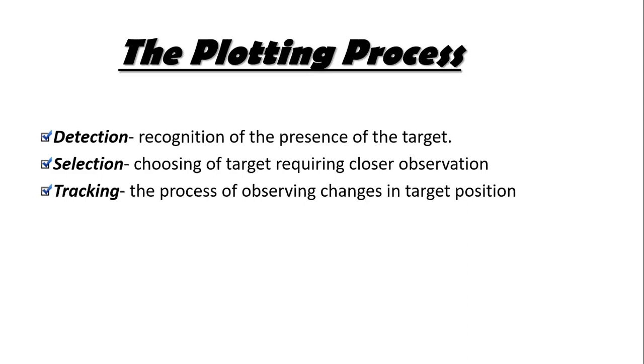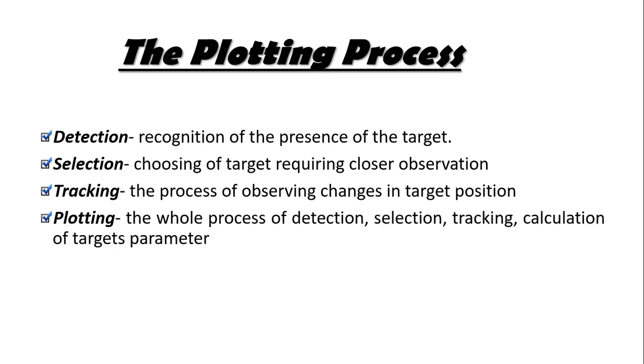Tracking, it's the process of observing changes in target position. For any change, you should know about it. So that's what you call tracking. And plotting, it's the whole process of detection, selection, tracking, and calculation of target parameters. So it is the whole process. It involves those three: detection, selection, and tracking, and now it involves the manual calculation.